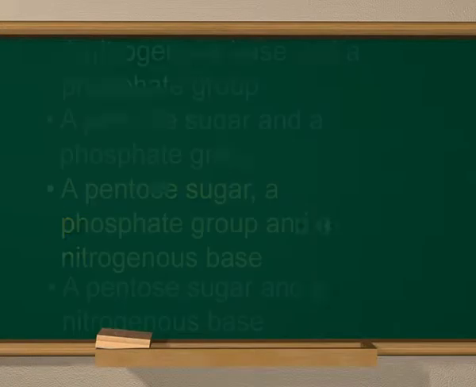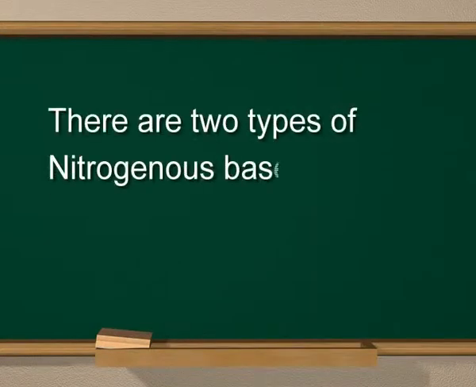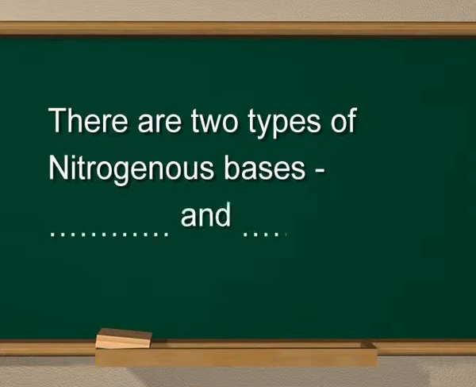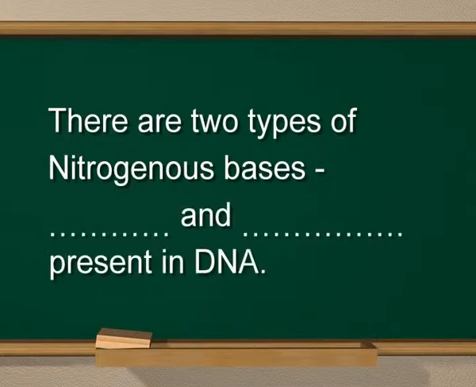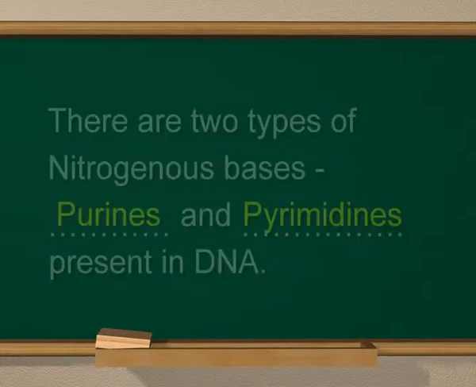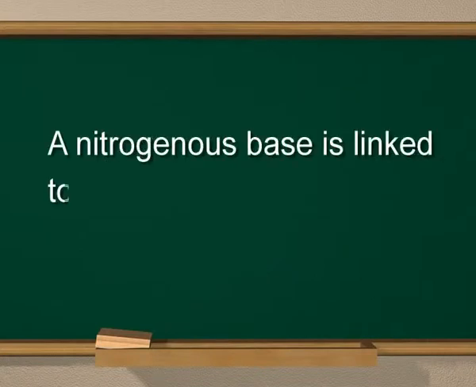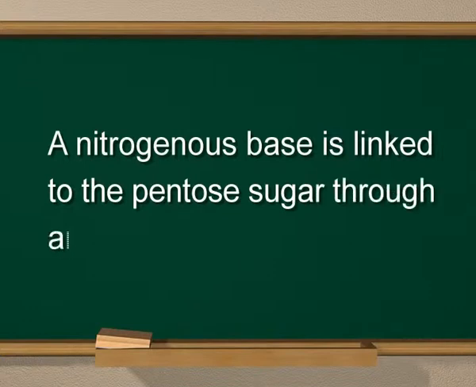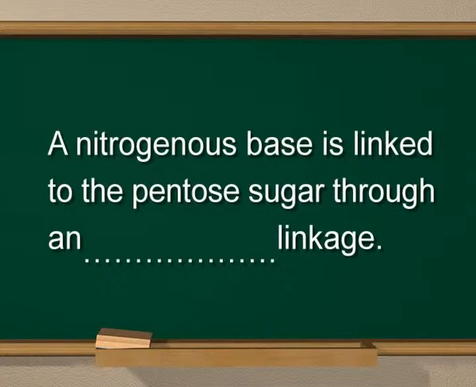Next question. There are two types of nitrogenous bases, dash and dash, present in DNA. Answer. There are two types of nitrogenous bases, Purines and Pyrimidines, present in DNA. Next question. A nitrogenous base is linked to the pentose sugar through an dash linkage. Answer. A nitrogenous base is linked to the pentose sugar through an N-glycosidic linkage.